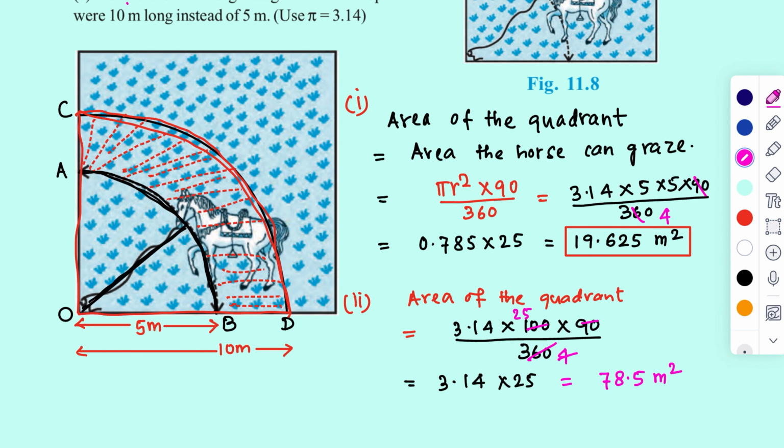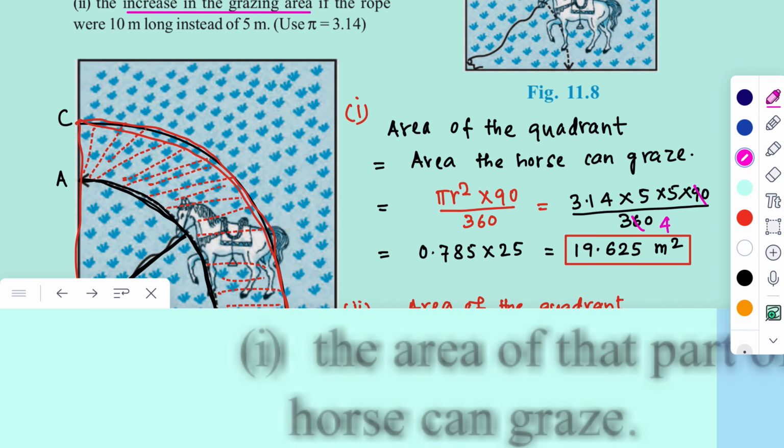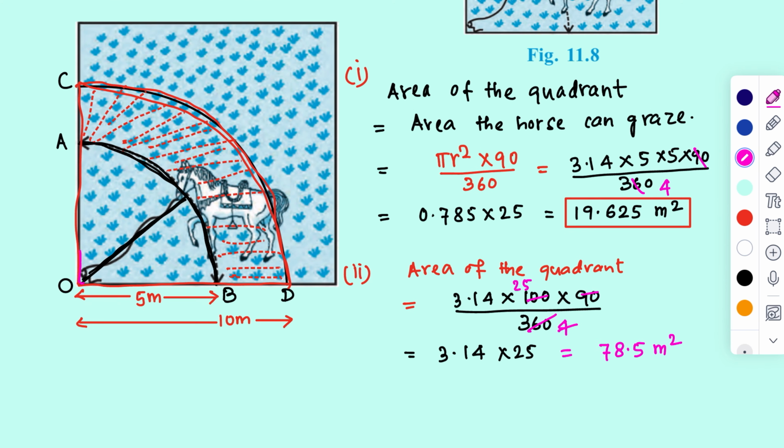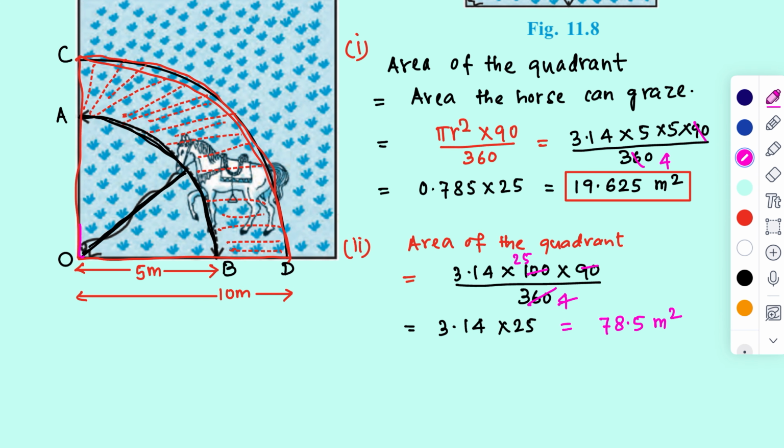And the second part, the increase in the grazing area, it was asking that initially the horse can graze 19.625 meter square area. Now it can graze the total area, that means starting from O up to OCD, that area. So the additional area will be equal to area of the larger quadrant minus area of the smaller quadrant. This quadrant is larger quadrant, this quadrant is smaller quadrant.